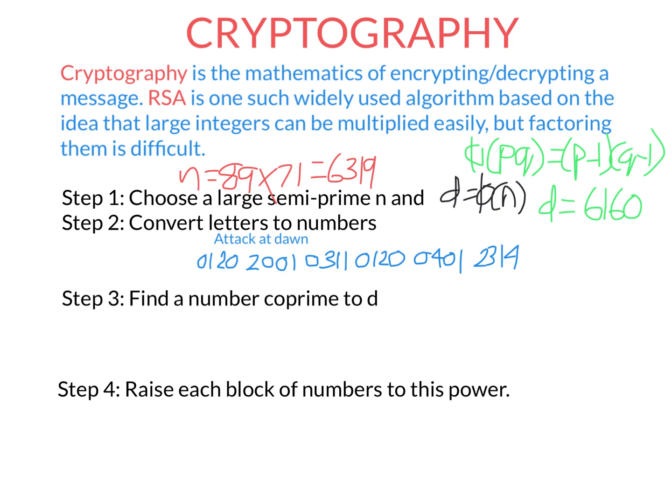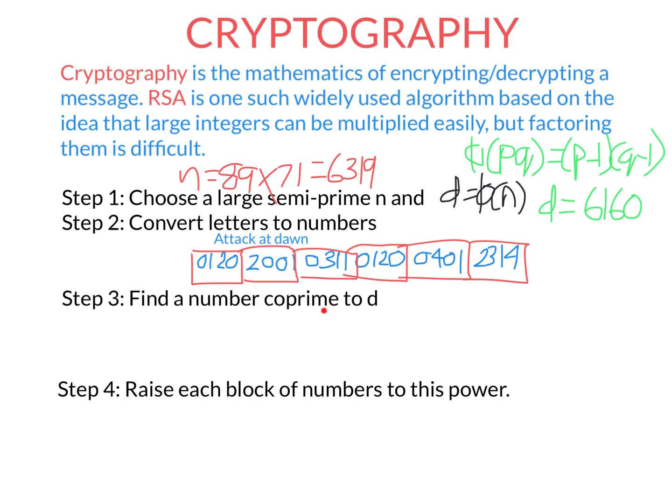So we're going to group these in blocks so that no block can have a number larger than n, 6319, because then we'd have to reduce modulo 6319, which will cause problems. We'll get different answers and so on. So I can group here in groups of 4. The highest group possible would be 2525, which is less than 6319. So we're going to group them in blocks of 4.